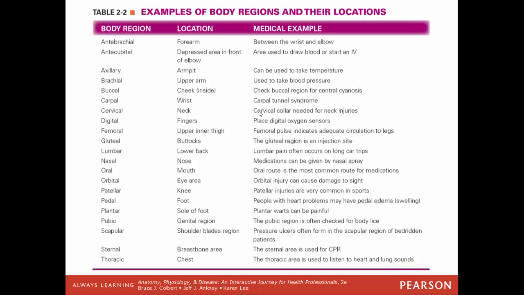Now here are a few more and their locations and a common medical example. Antebrachial, the forearm, between the wrist and the elbow. Brachial will be the upper arm, a common place to take blood pressure with the blood pressure cuff. The femoral, the inner upper thigh, where you would commonly check the femoral pulse to check blood flow to the legs. Oral in the mouth, orbital in the eyes.